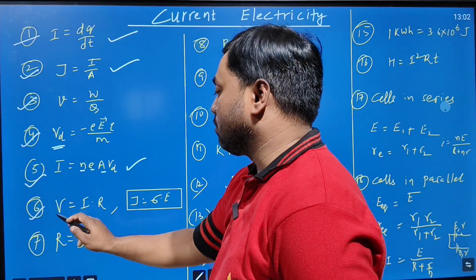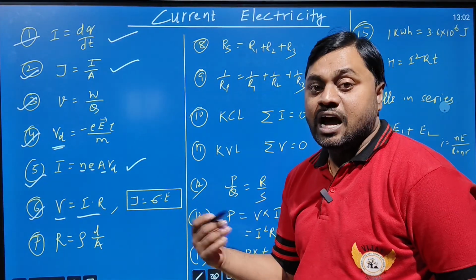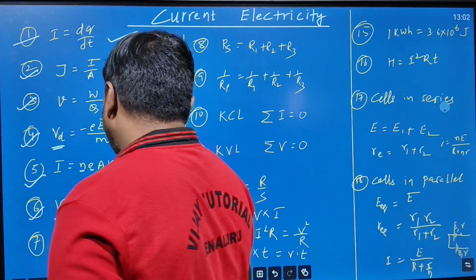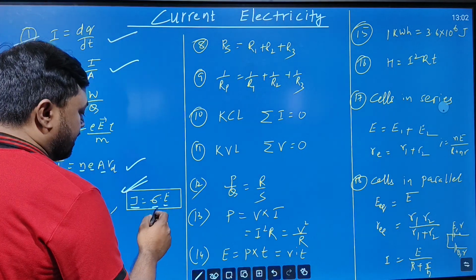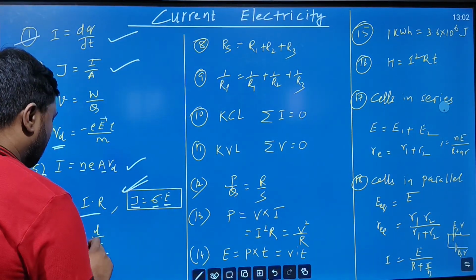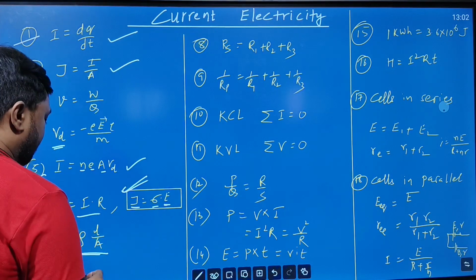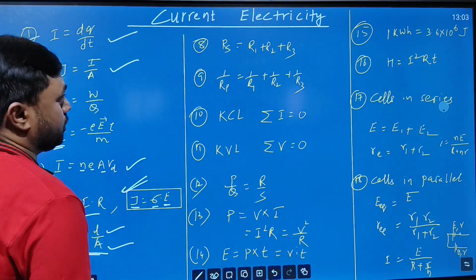Next, Ohm's law formula, V is equal to IR. V is the potential difference, I is the current, R is the resistance. Or we have J is equal to sigma into E. J is the current density, sigma is the conductivity, E is the electric field. Next formula, resistance is equal to rho L by A. R is equal to rho L by A. Rho is the resistivity, L is the length of the conductor, and A is the area of cross section.